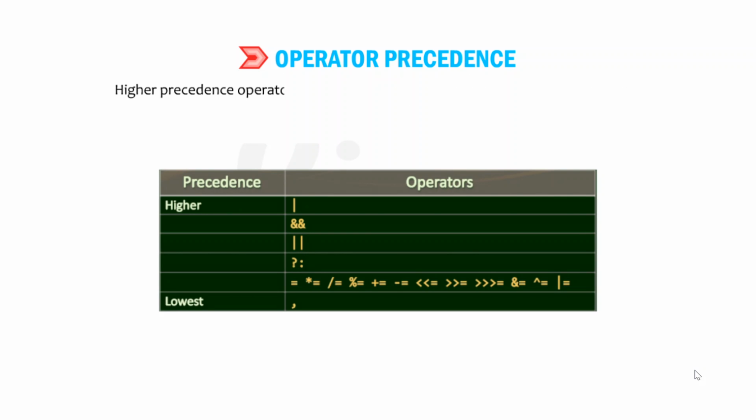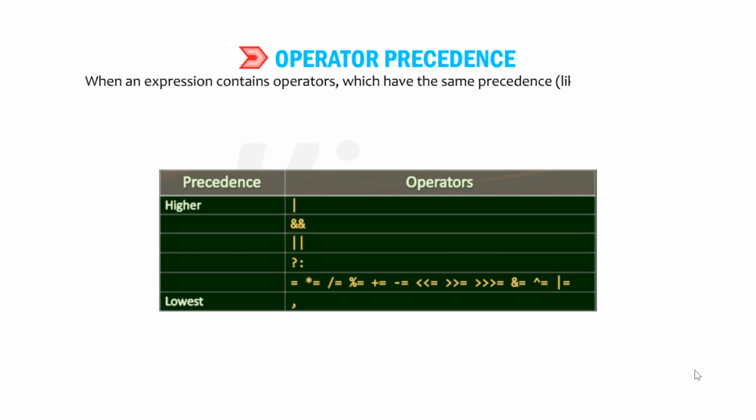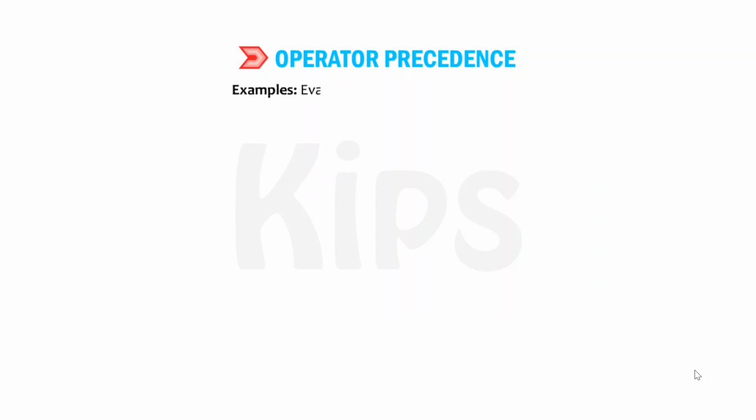Higher precedence operators are operated before the lower precedence operators. When an expression contains operators which have the same precedence, like asterisk and slash, then whichever operator comes first is evaluated first. Examples: evaluate the following expressions.